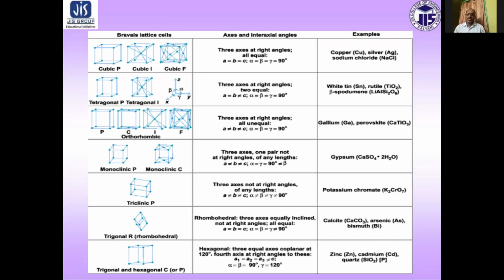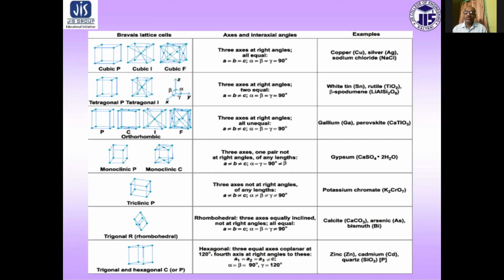So in the Bravais lattice cell, first of all, as we know, in a cubical structure, it may be P type, I type or F type. That means P is simple, I means body centered, and F means face centered. So as we know, these axes are at right angles and all equal. That is the axis lengths A are all equal, and they are at right angles.